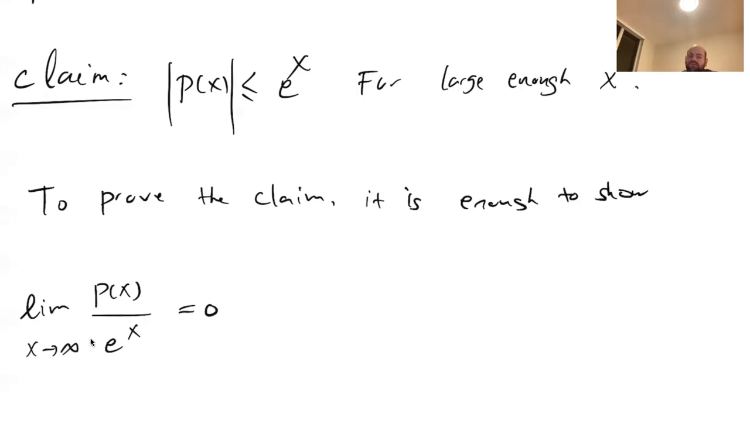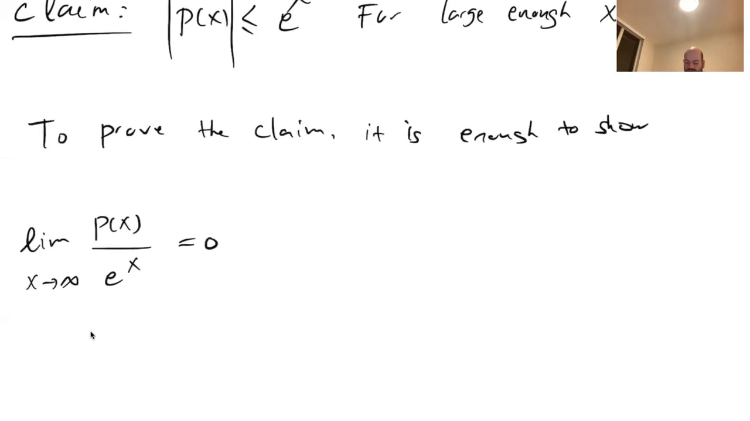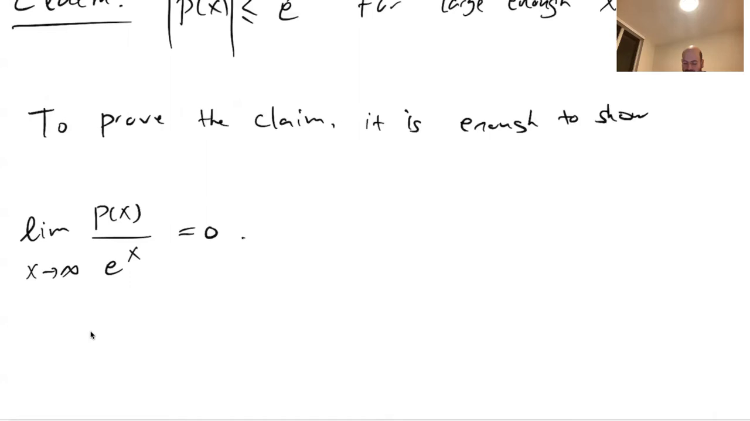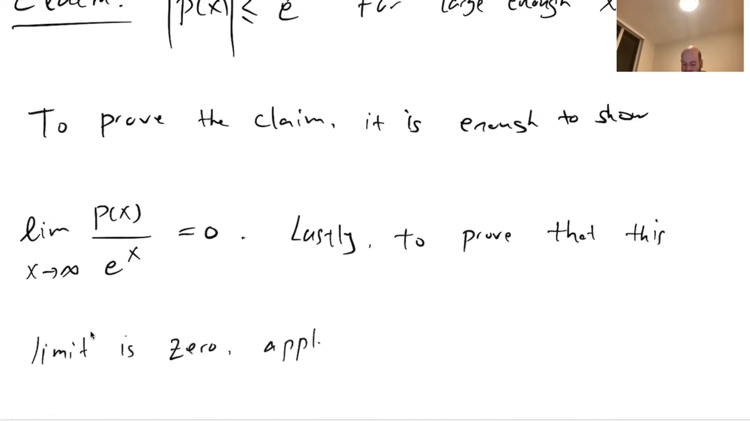But even if I say that this number in absolute value is less than 1, that is equivalent to saying that the absolute value of p of x is less than e to the x, right? If the absolute value of the fraction is less than 1, it means the absolute value of the top is less than or equal to the absolute value of the bottom, which is equivalent to this. So to prove the claim, it's enough to show this. And to show this limit is 0, what do you think we should do? Apply L'Hopital's rule.